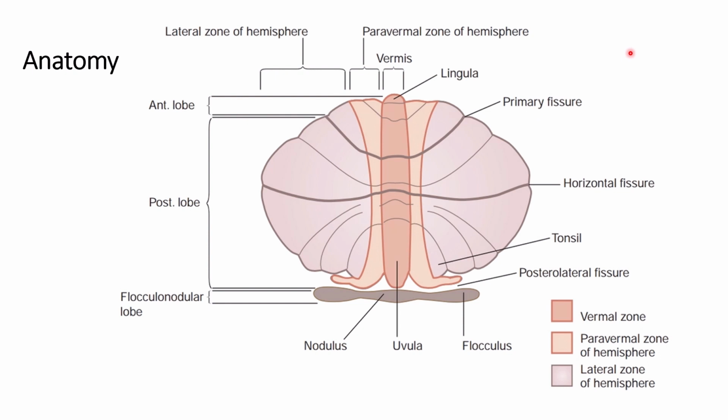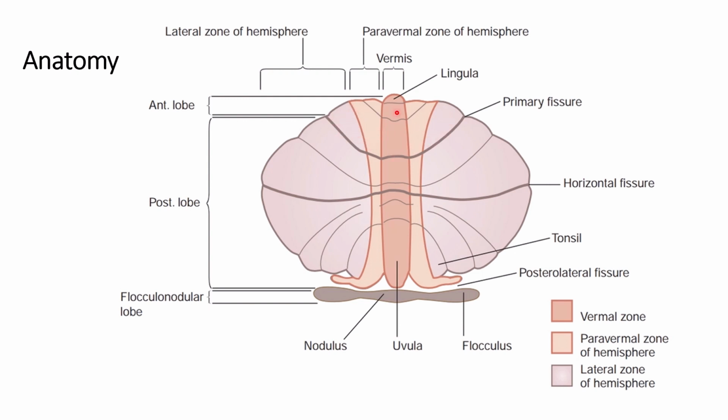This image is talking about a couple of other things that were not in the previous image. One is the different zones of the cerebellum. This is the vermis zone, or vermis. The vermis contains the lingula superiorly and the uvula inferiorly. There is a paravermal zone, which is close to the vermis, between the vermis and the lateral zone. This is the lateral zone, which is the biggest zone. This is a more functional classification of the cerebellum. Also, you see the lobes. So there are three zones and then there are three lobes here.